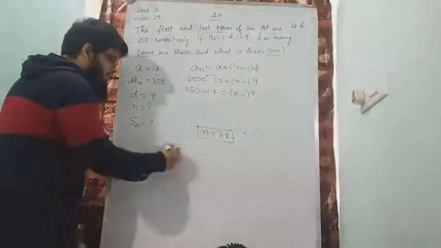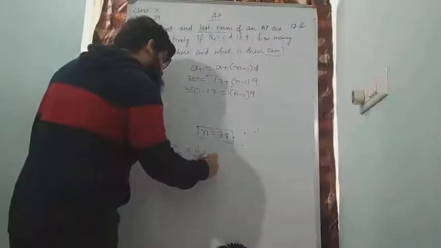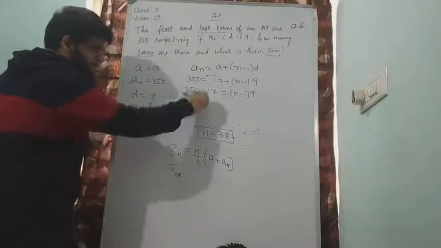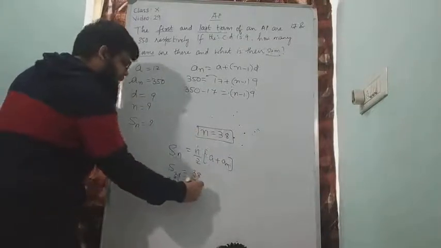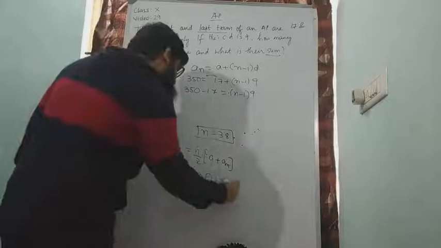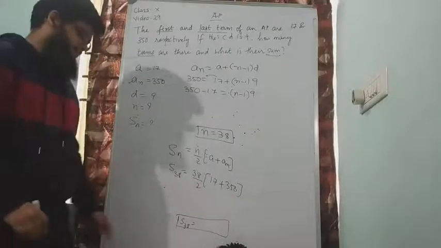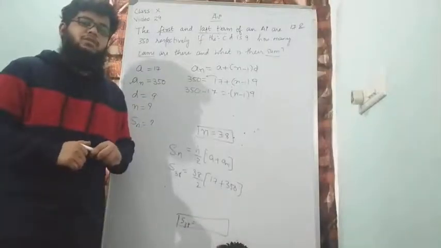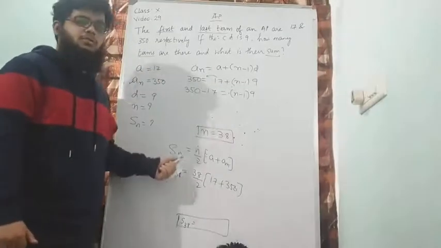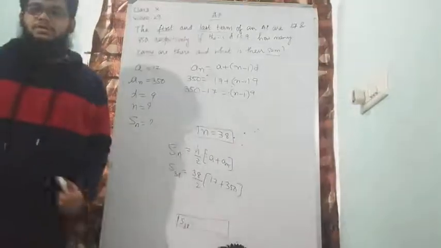Then you should find out SN. To find out SN, make use of the short formula because AN is available, which is N by 2 into A plus AN. N is 38, so 38 by 2, A is 17 plus AN is 350. All the values are here. Use these values and get me the value of S38. So try to do this problem as homework. Both the problems are homework. For both the problems I have given you the hints and I want the solutions correctly.